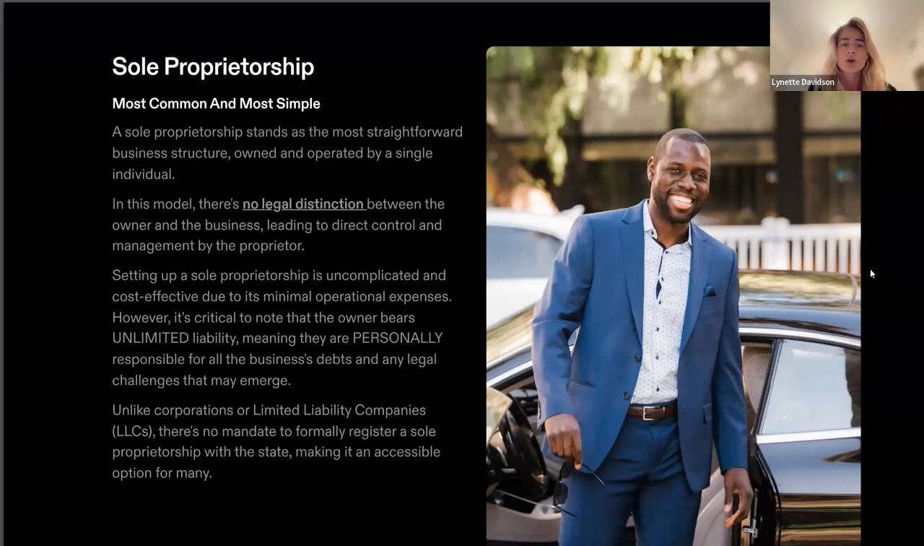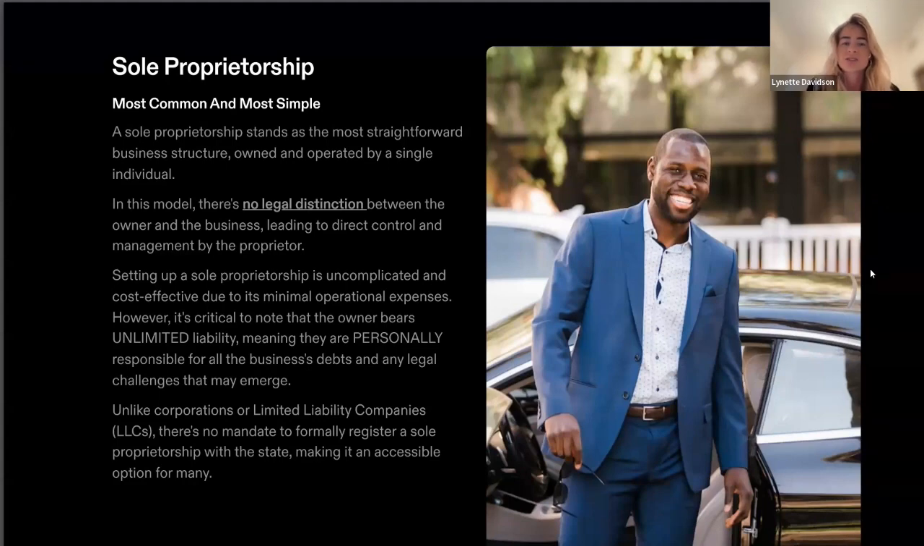However, it is critical to note, especially if you have zero experience, the owner bears full liability. This means you are personally responsible for all the business debts and any legal challenges that the company may emerge. The owner reaps all profits and bears the brunt of all losses, debts, and liabilities of the business. Consequently, all the profits are subject to personal income tax.